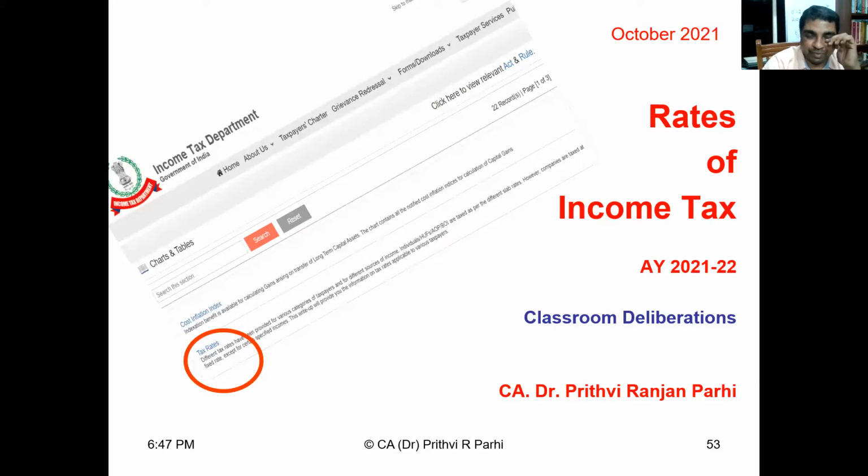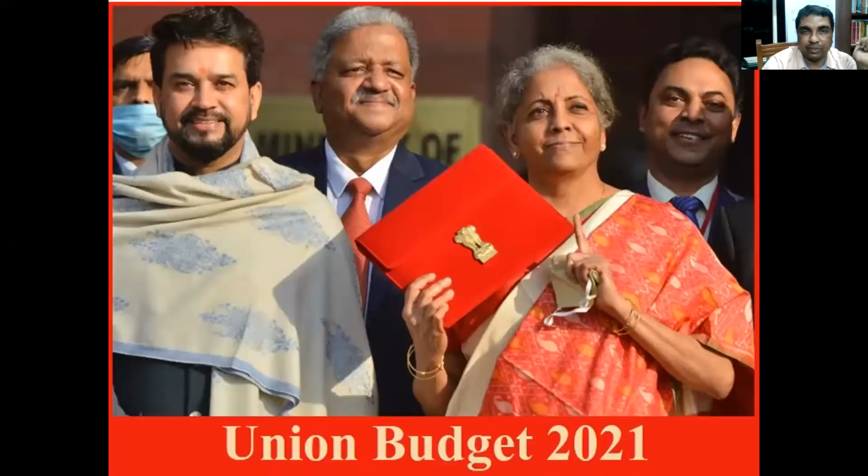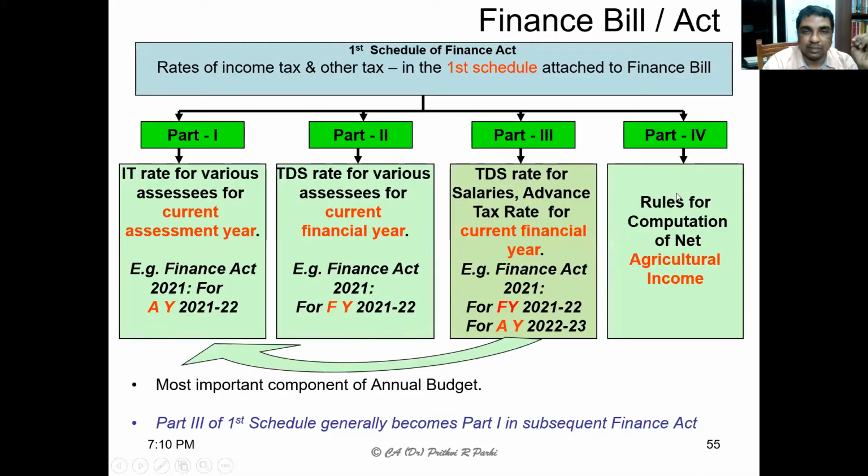Friends, you already know that income tax rates or slab rates are available in the budget itself. The relevant budget we are referring to is the Finance Act 2021. In the 2021 Finance Act, the first schedule is important for us. The first schedule has part 1, part 2, part 3, part 4. Part 1 talks about income tax rates for the current assessment year, that is assessment year 21-22. You can find the rates here.